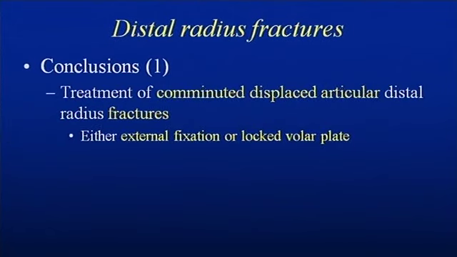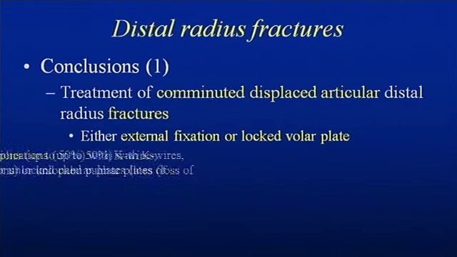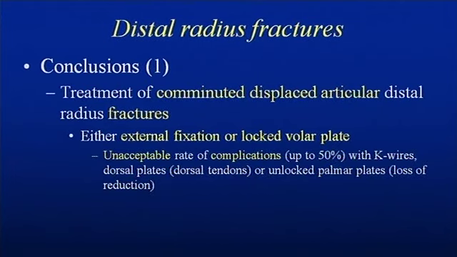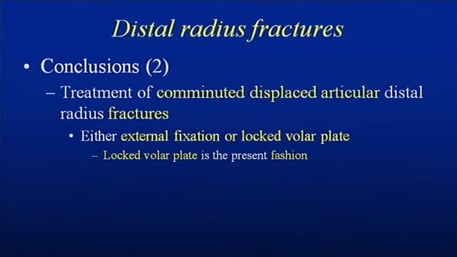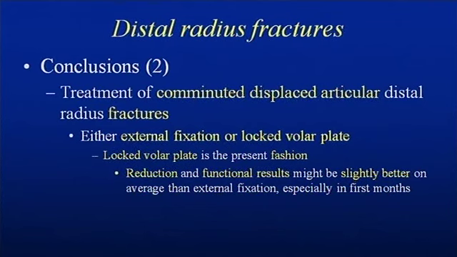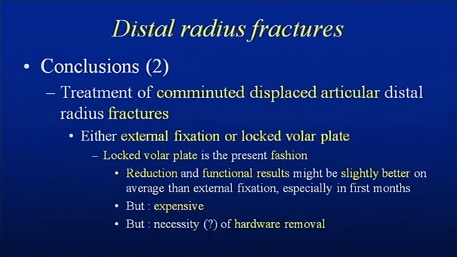In conclusion, for what concerns the treatment of comminuted displaced articular fractures of the distal radius, two methods are still very good, I think: ready-made carpal external fixation and locked volar plate. Actually, the other methods lead to an unacceptable rate of complications, up to 50%. Locked volar plate is the present fashion, and the quality of reduction and the functional results might be slightly better on average than external fixation, especially in the first months, but on the long term this remains, I believe, to be demonstrated. The implants, however, are expensive.